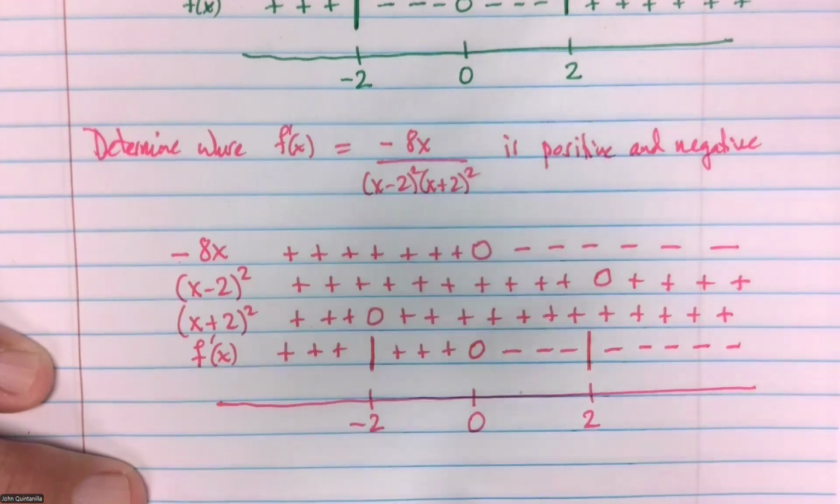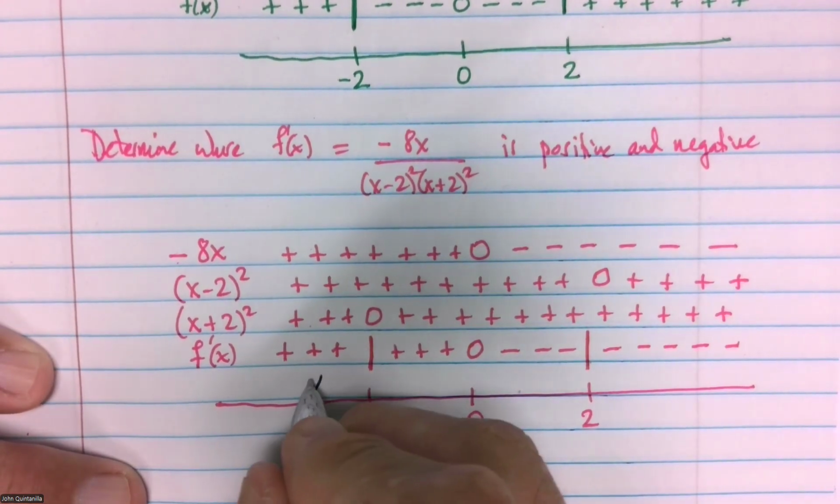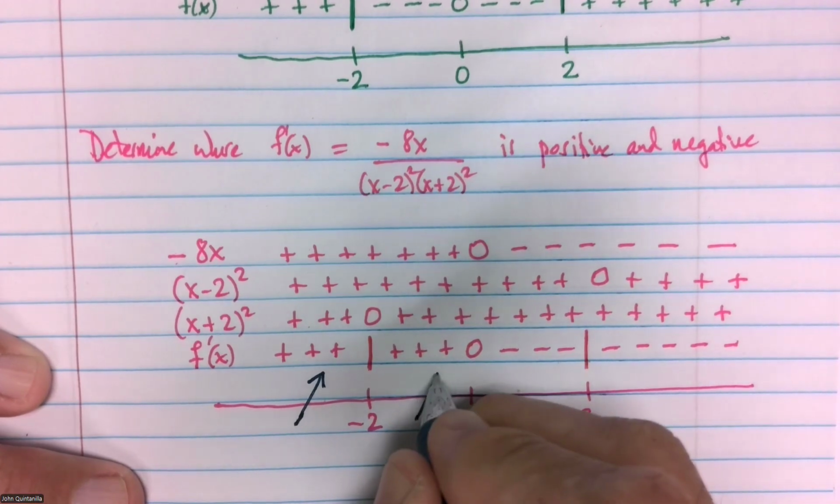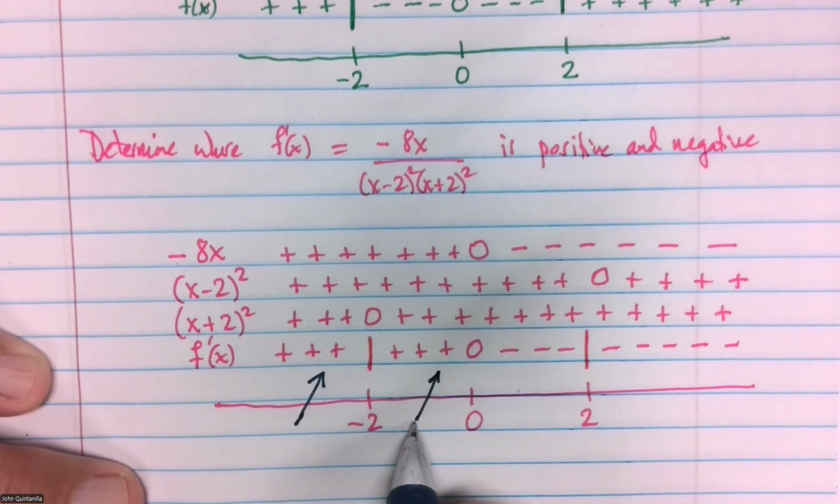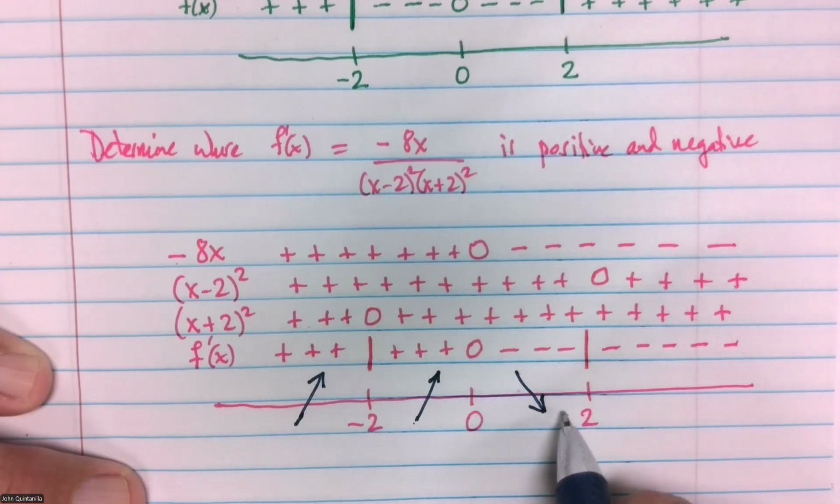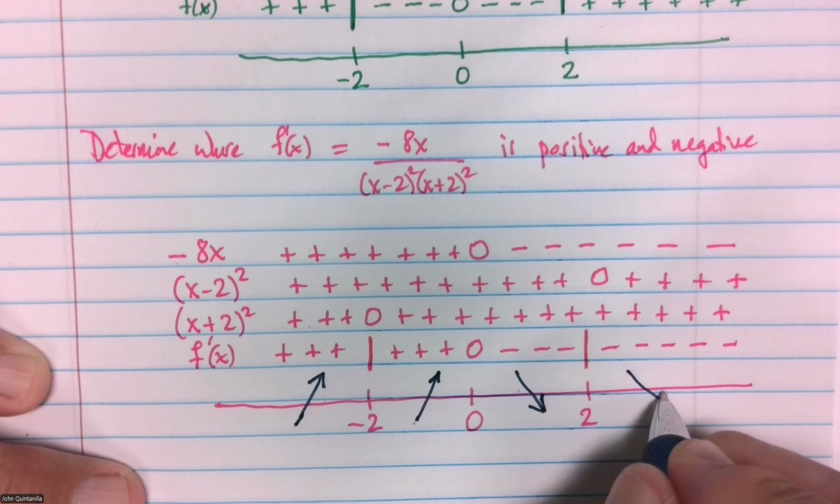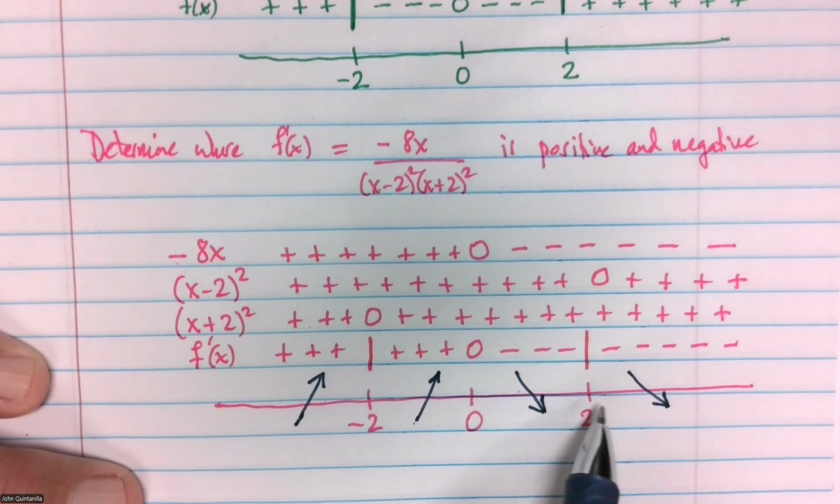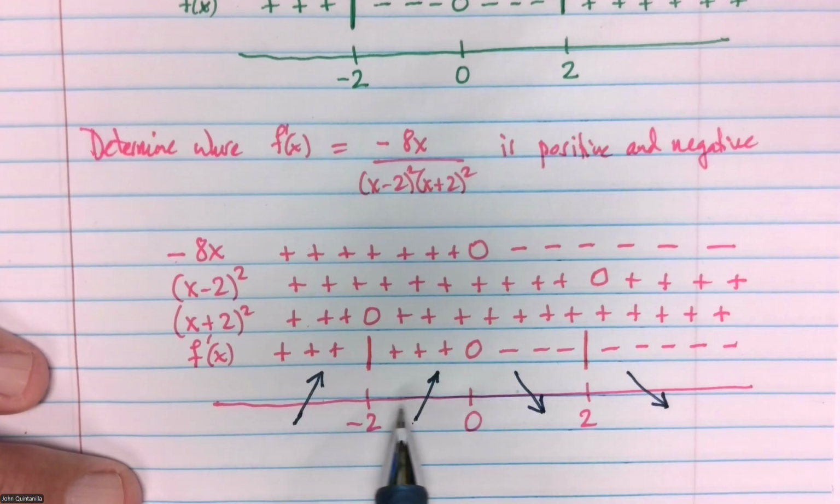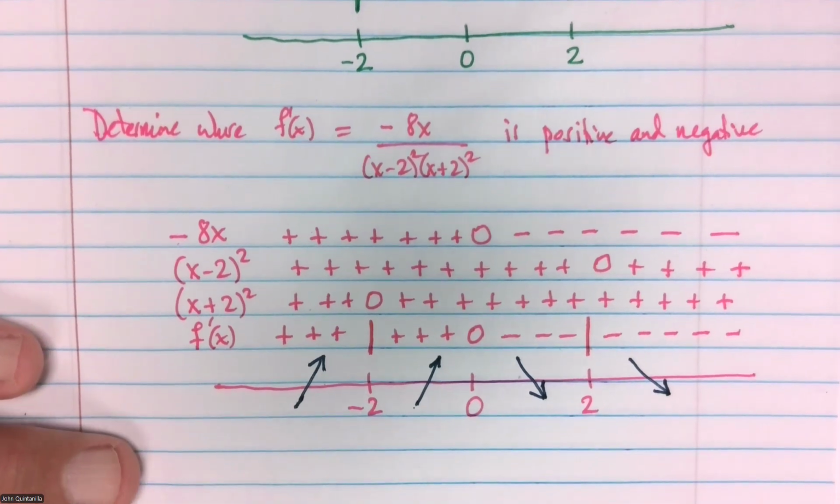Okay, so this is the derivative, so the function must be increasing to the left of negative 2. It is increasing between negative 2 and 0. It is decreasing between 0 and 2, and it is decreasing between 2 and infinity, to the right of 2. So that gives me an indication about whether the function is increasing or decreasing from the derivative.